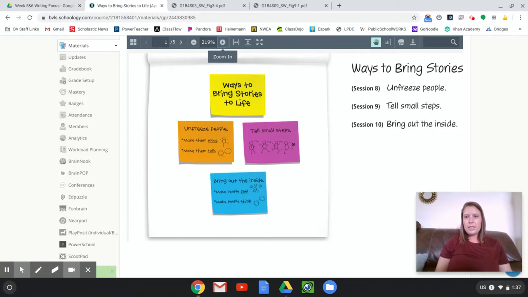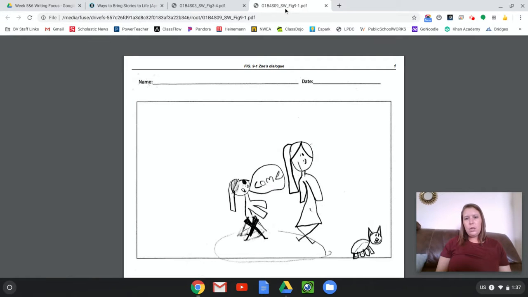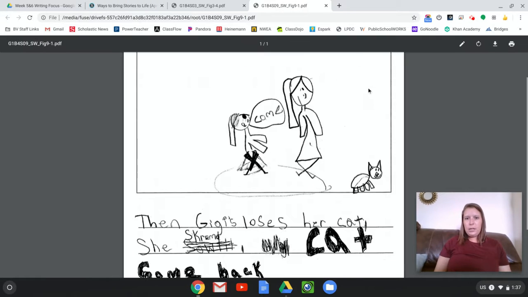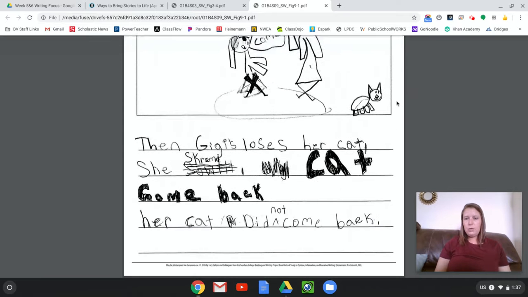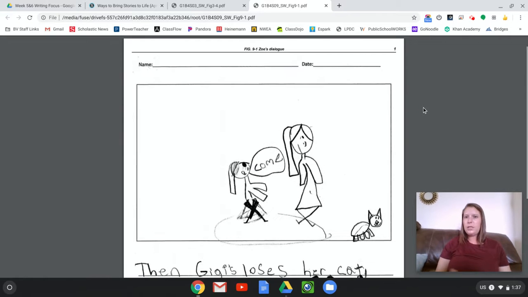So I have a few examples I'm going to show you, and these are from books that students wrote, but it's just one page out of the book. It's not the whole story, but we're just going to take a look at one part of it. So this one is about a girl who loses her cat. So there was a little bit before this, there will be a little bit after this. This is right in the middle.